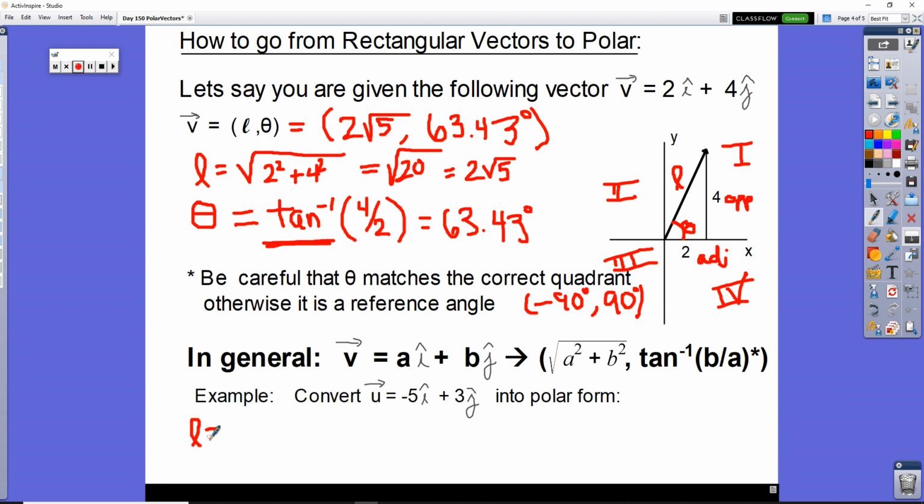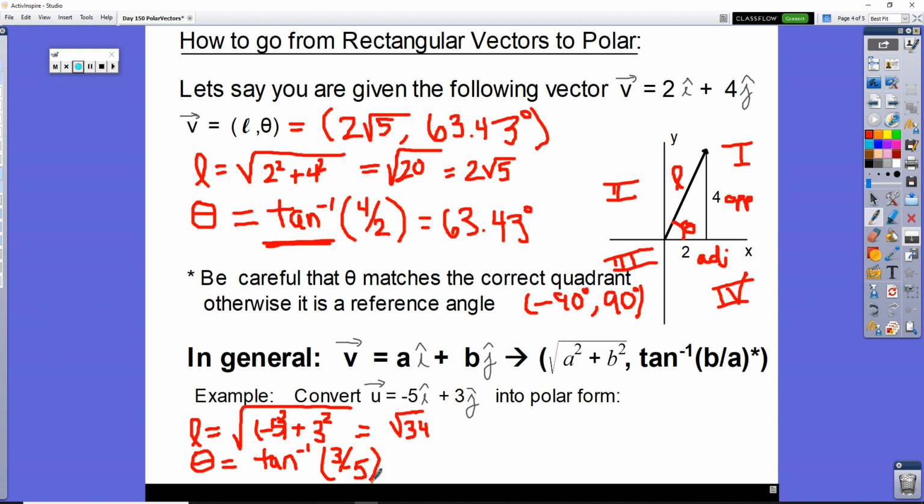Finding our total length is going to be negative 5 squared plus, I should put this in parentheses, plus 3 squared, all underneath the big square root, which is going to be 25 plus 9, in other words, square root of 34. And our directional angle is going to be found by taking the inverse tangent of the y-coordinate, which is 3, over the x-coordinate, which was negative 5.